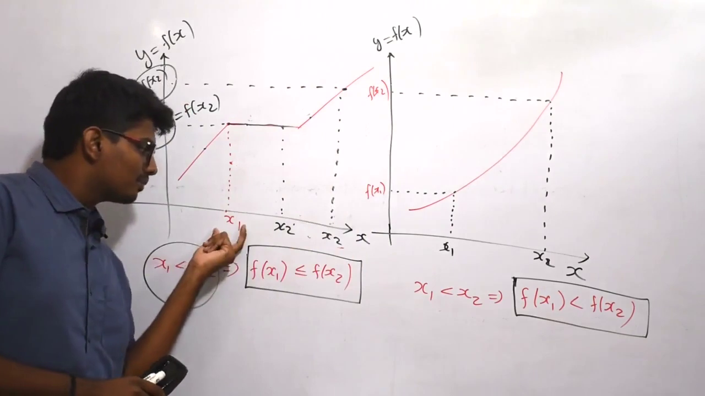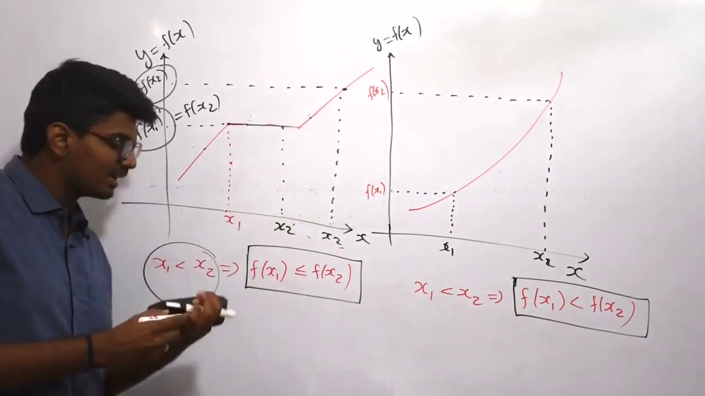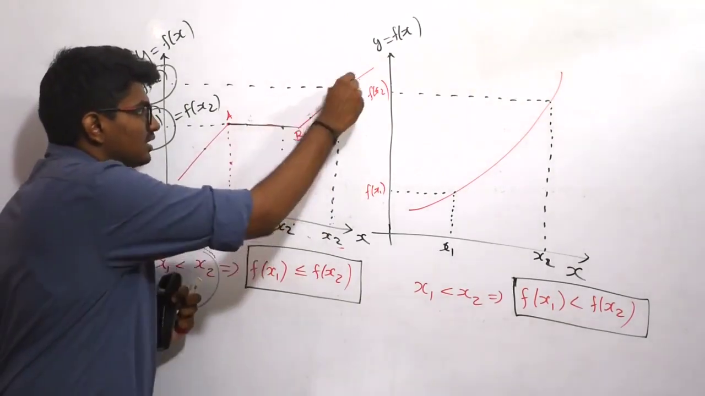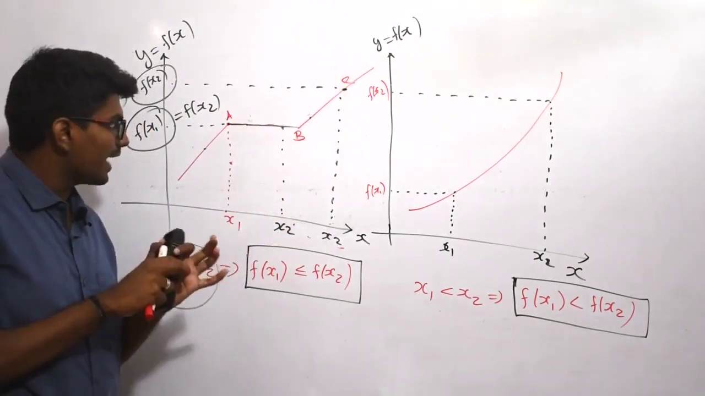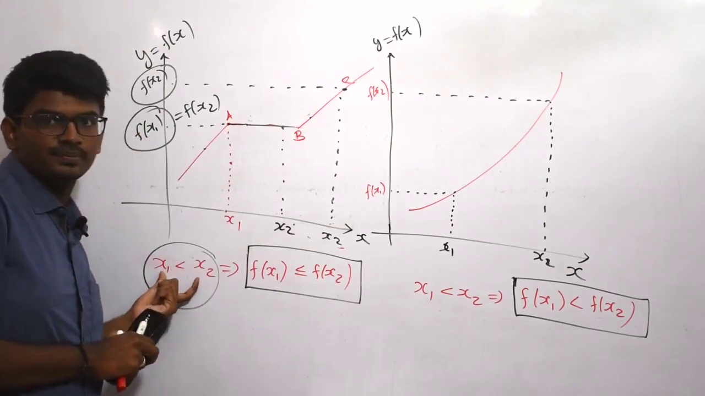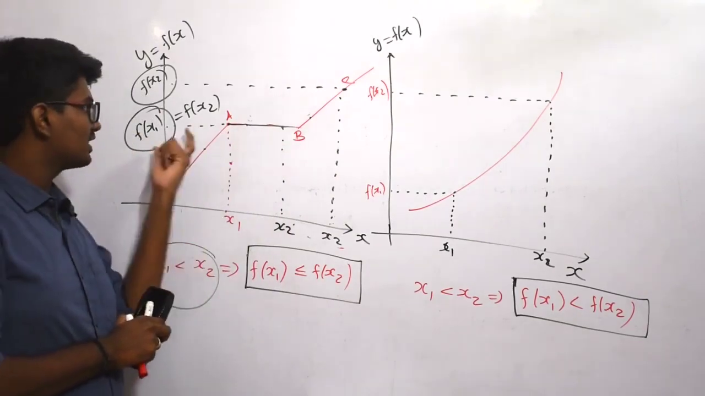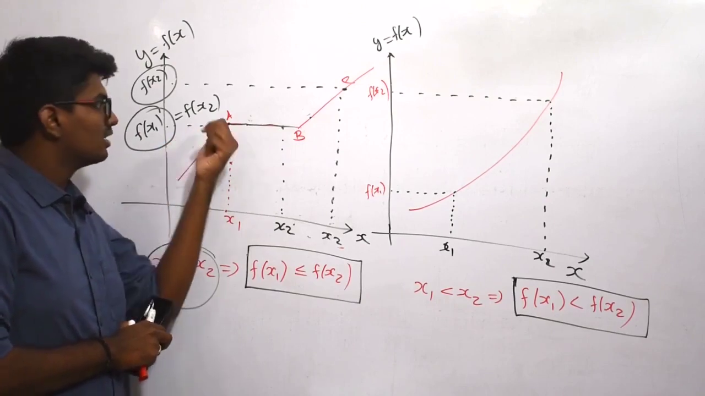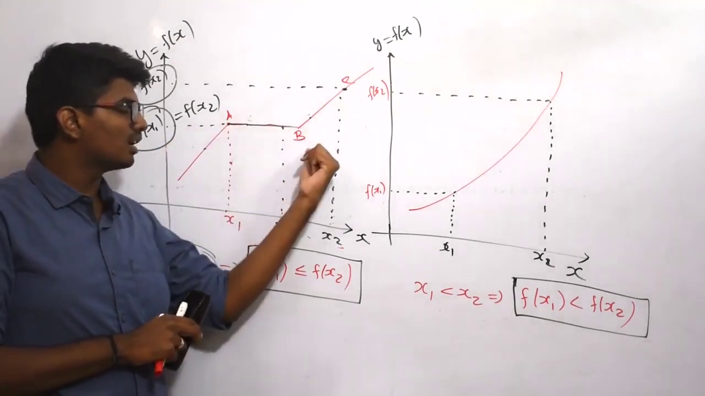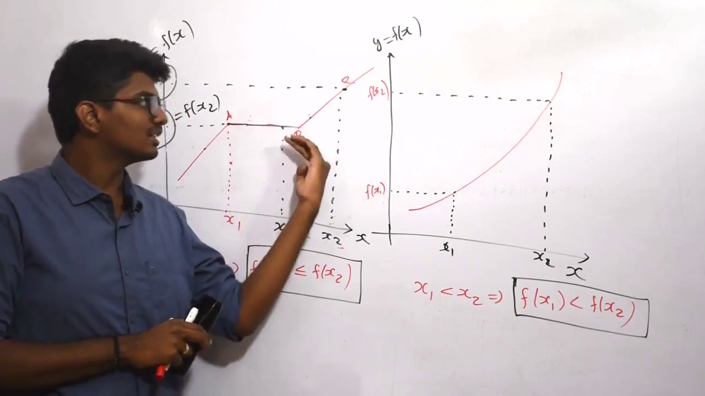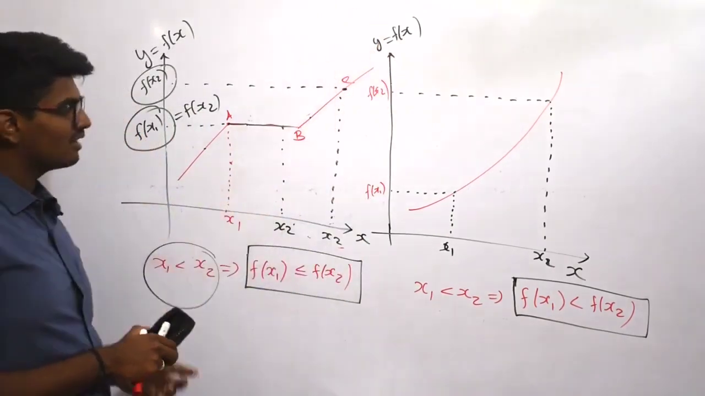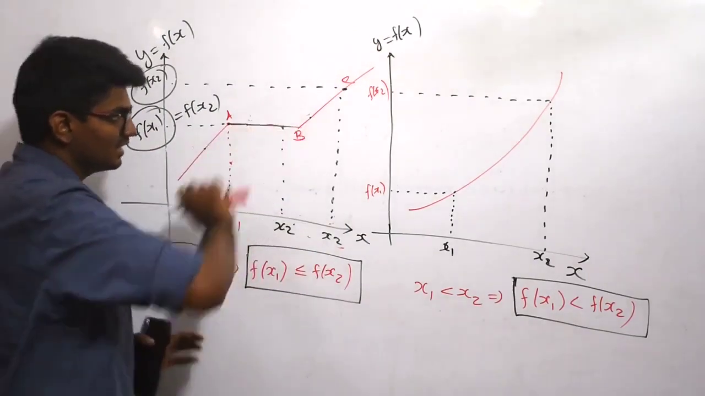See here, from this point, let me mark it as A, B, C. If I move from A to B, my x value is increasing, but my f of x value is remaining constant. It is not increasing, right? But from A to C, that is after crossing B, the values are increasing. So if this is the case, then we will say the function is increasing.